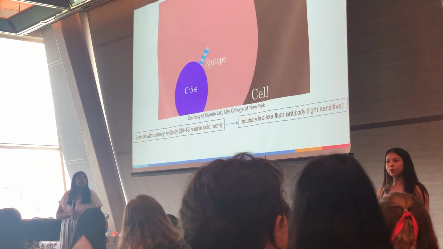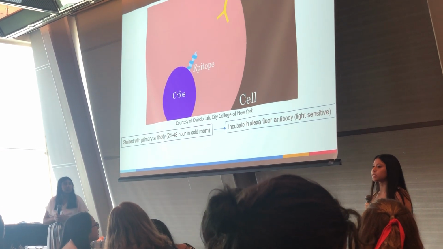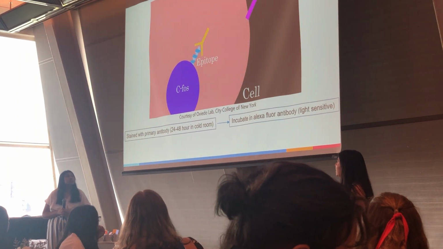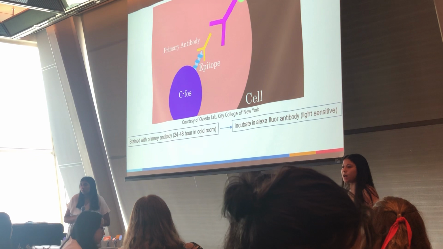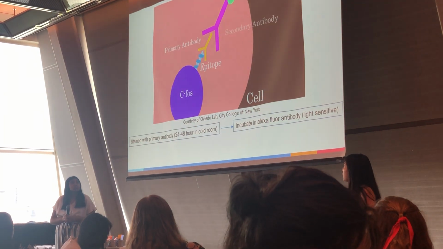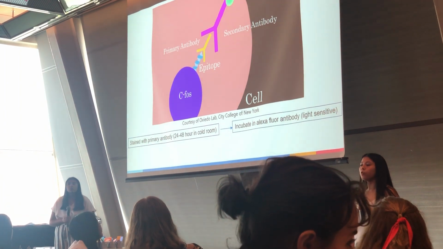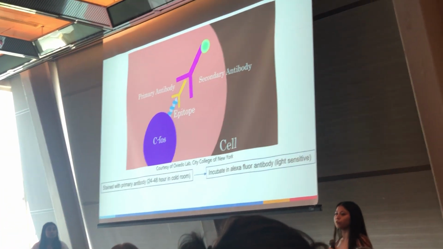Next is our immunostaining process. So first we stain with a primary antibody, and then we stain with a secondary antibody. The primary antibody is seen in the yellow, and it attaches to the epitope, which is essentially like a helping hand that the CFOS has to easily bind. And then we go with the secondary antibody, which contains a fluorophore. The fluorophore is what gives CFOS expression and PV expression fluorescence in our confocal images.